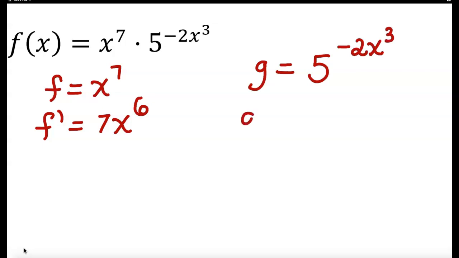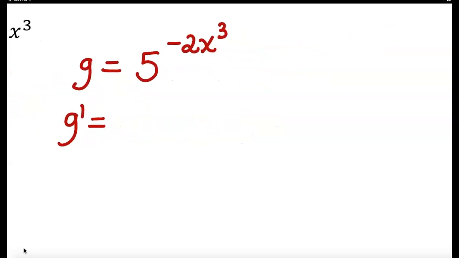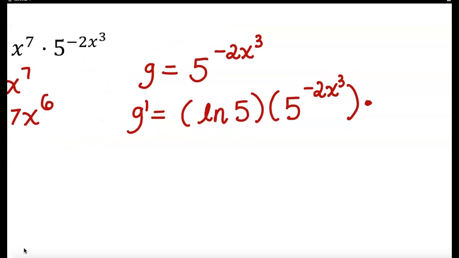Oh, goodness. So let's take the derivative of that. Okay, this may take some time. Let's do this one a little bit slow. If you take the derivative of this, you will have to multiply by the natural log of 5, the base, and that term, 5 to the negative 2x to the third power. But not only that, we now need to multiply this by the derivative of the exponent.